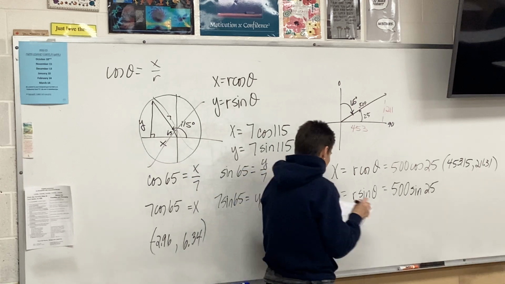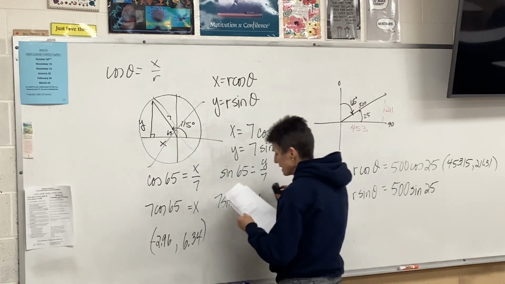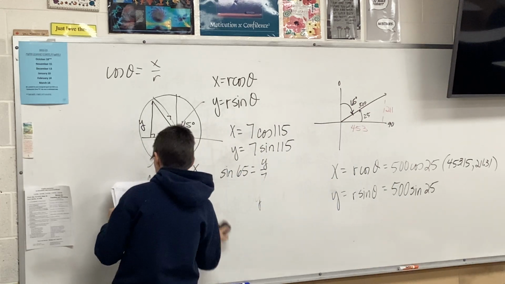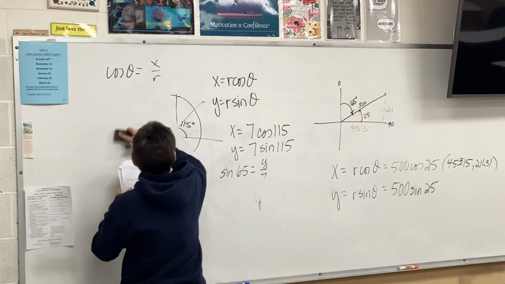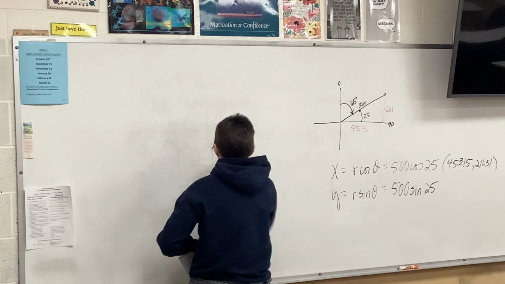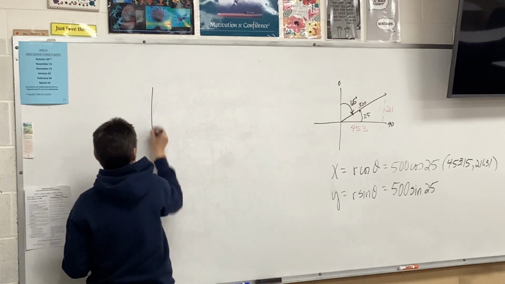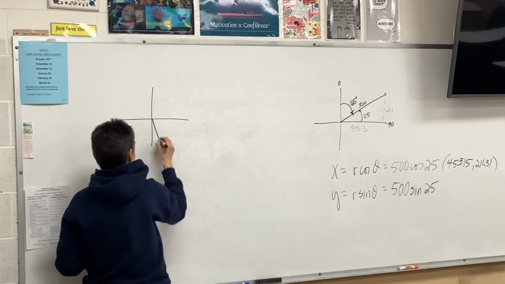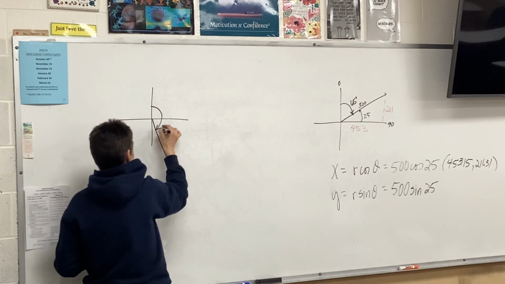Okay, number 9. Looks like kind of the same thing. An airplane is flying on a bearing of 170. Okay, so stop and think about what that means. That's navigational. So 170 would look like this.